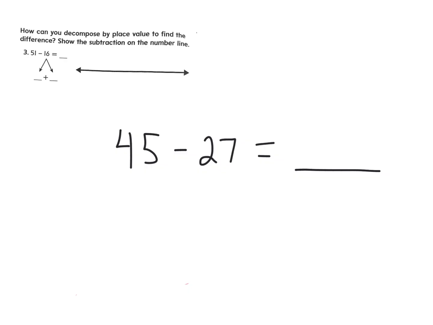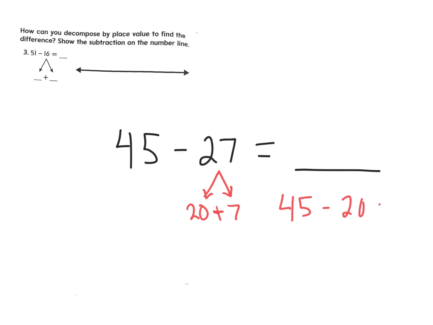So last week we decomposed in a different way to make tens. This week we are decomposing by place value. So we're going to take that second number again, and we're going to decompose it into its tens and its ones. And then we're going to use those to subtract.